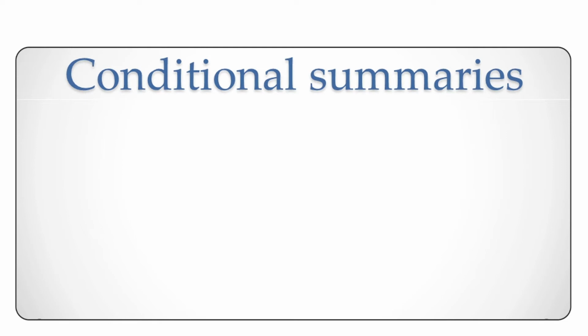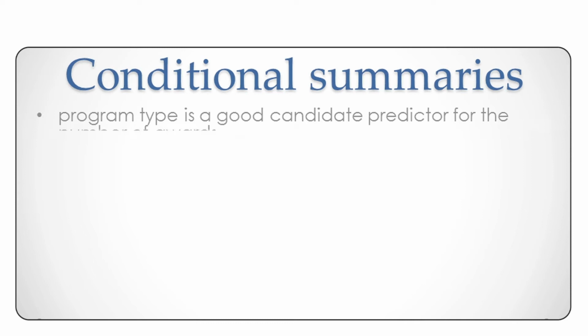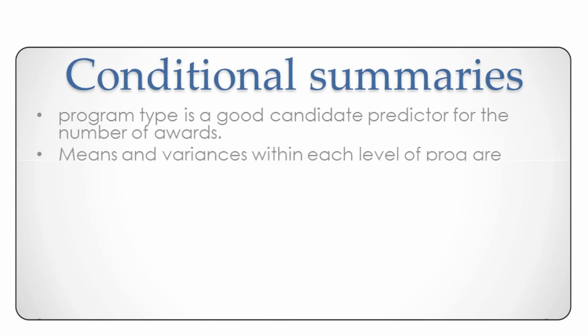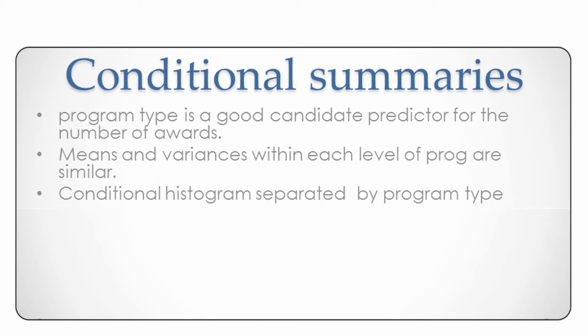So from the outcome on the previous slide, we can see firstly that program type is a good candidate predictor for the number of awards. The mean and variances within each level of program are similar. And we have also plotted the conditional histogram separated by program type. This was obtained using the tapply function. So the syntax is given on this slide.